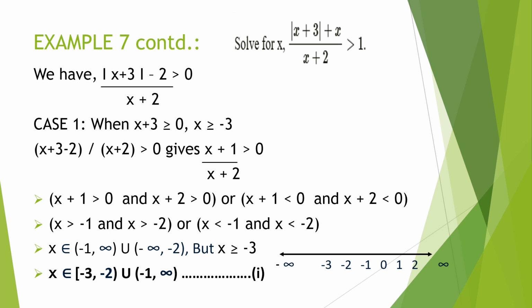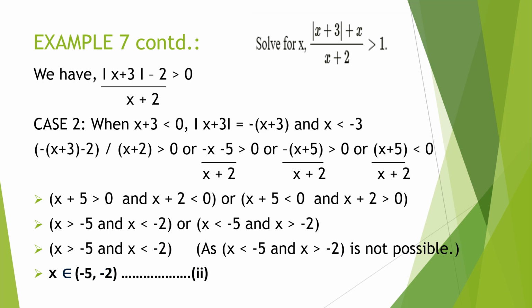But in this case, x ≥ −3. So (−1, ∞) will remain as it is, but for the open interval (−∞, −2), since x ≥ −3, it will become x belongs to [−3, −2) union (−1, ∞). Now the second case will be if our x + 3 is less than 0, then mod of x + 3 is negative, meaning −(x + 3). So in this case, x will be less than −3.